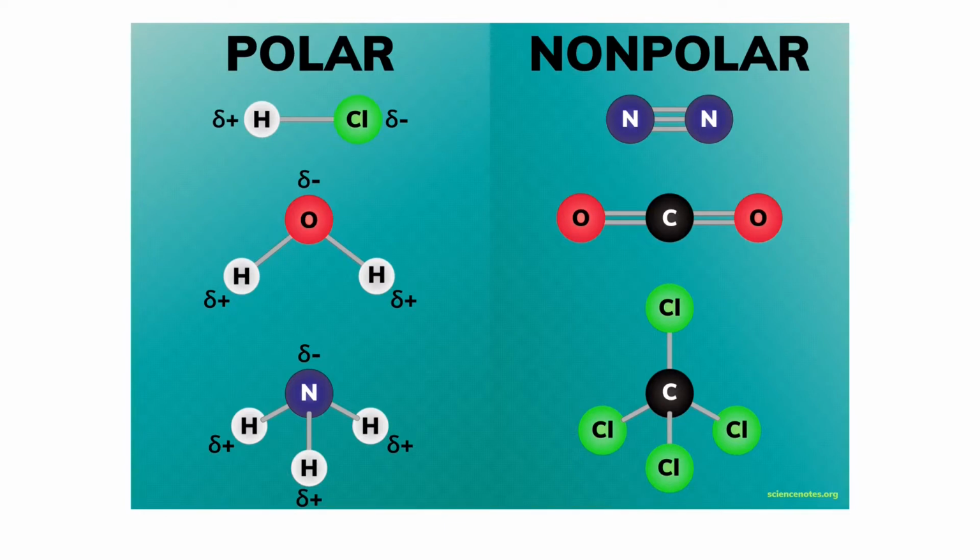is a polar molecule. On the other hand, an example of a non-polar molecule is nitrogen, in which both nitrogen atoms have the same electronegativity. It means that there is no electronegativity difference between the two nitrogen atoms, and that is why the electrons are equally shared by both nitrogen atoms. Some more examples of polar molecules are water and ammonia, and other examples of non-polar molecules are carbon dioxide and CCl4.